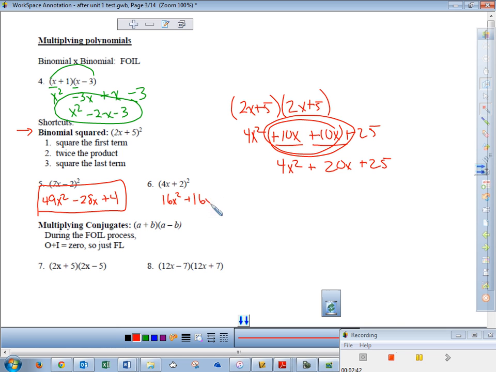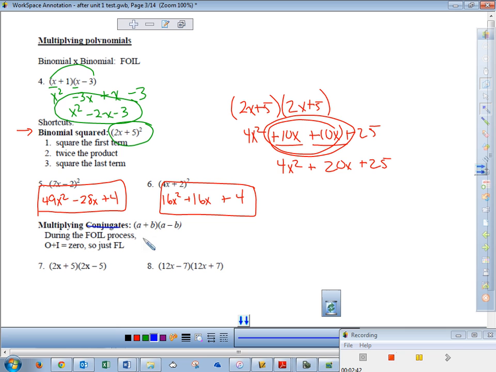Twice that is 16x. And then square the last term, you'd get a 4. And you might note for later purposes that these are called perfect square trinomials right here. That's when you had a binomial squared, the same thing times itself. Conjugates is like where they almost look the same except for the sign. It's the exact same thing in the parentheses except for the sign.